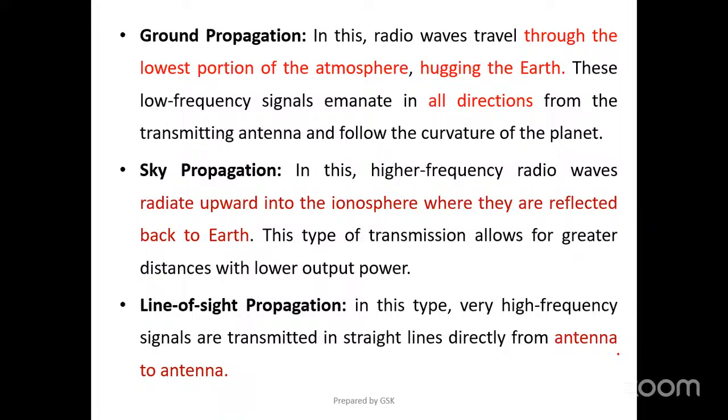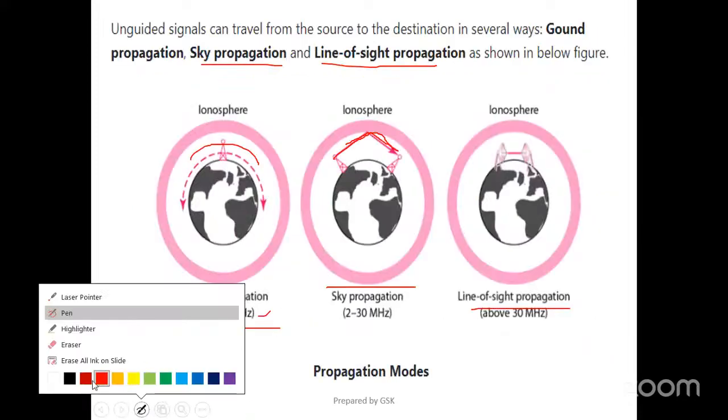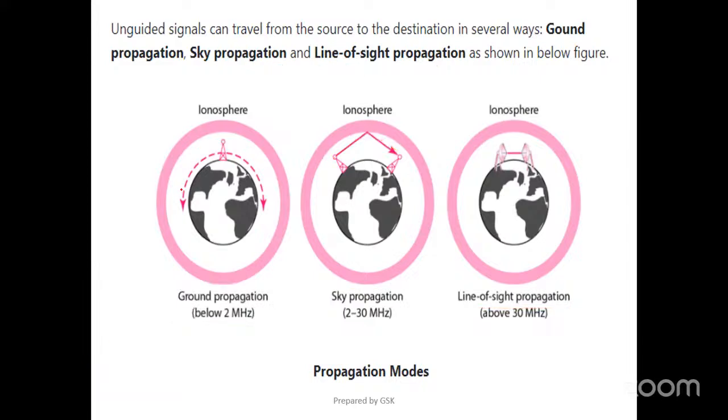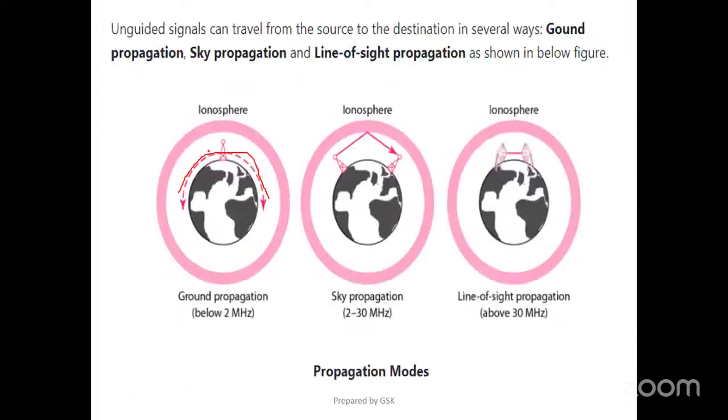In ground propagation, radio waves travel through the lowest portion of the atmosphere. You can observe it here, these dotted lines. The waves travel through the lowest portion of the atmosphere, hugging the earth. These low frequency signals emanate in all directions from the transmitting antenna and follow the curvature of the planet. See, in all directions the waves are going to be used.